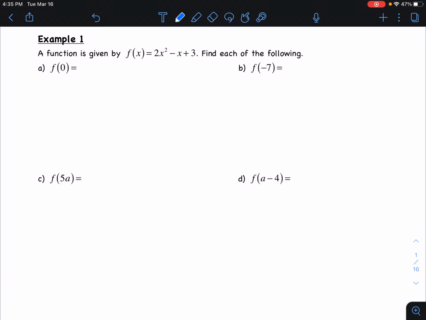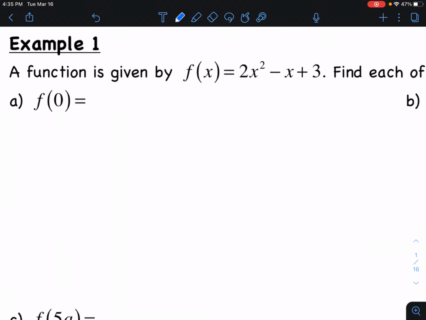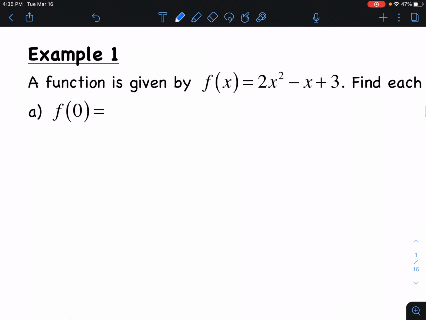Sorry, my wording's a little goofy there. So what we're going to do is take 0 and plug it in for x. All over the place today with my words. Words are hard. So I'm going to plug it in for my x's.